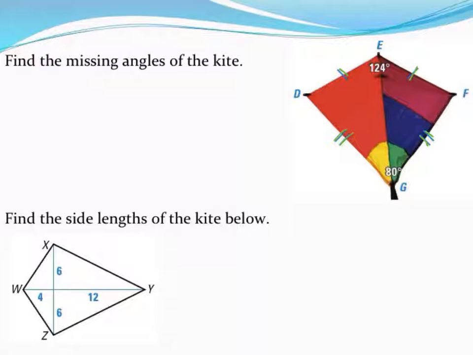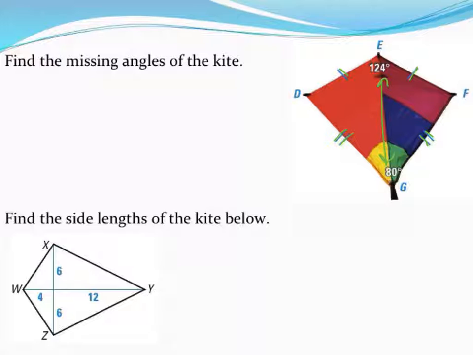I'm asked to find the missing angles, which are angles D and F. Remember, there's going to be one set of congruent angles, and I can see one set of opposite angles that are not going to be the congruent ones. Obviously, those are not equal to each other, so it must be D and F that are my congruent angles.